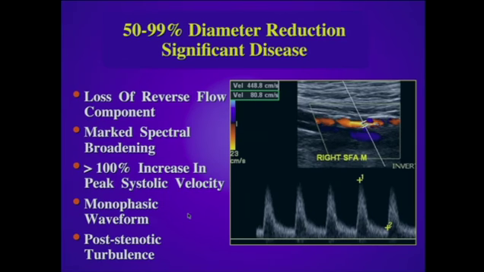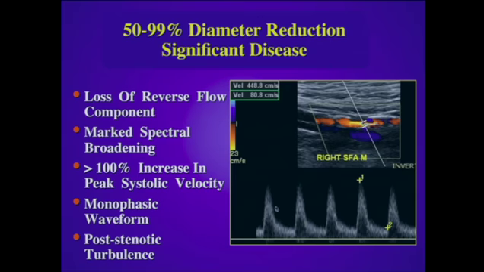With a significant lesion, which is defined as a 50 to 99% diameter reduction, we have a change in the waveform shape. And it is important to recognize that the waveform will change when there is a significant stenosis and there will be loss of the reverse flow component. So blood flow is only in one direction through the stenosis.